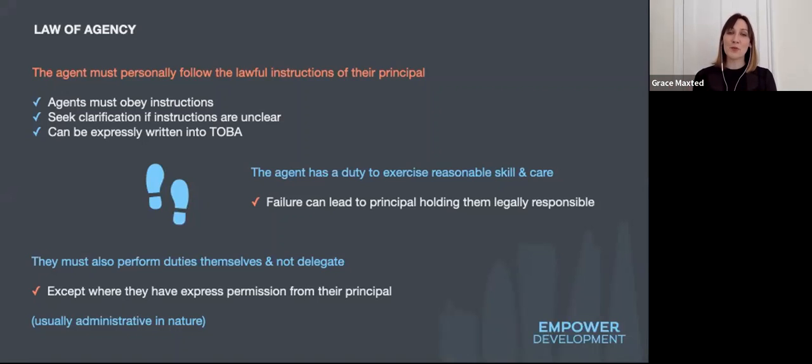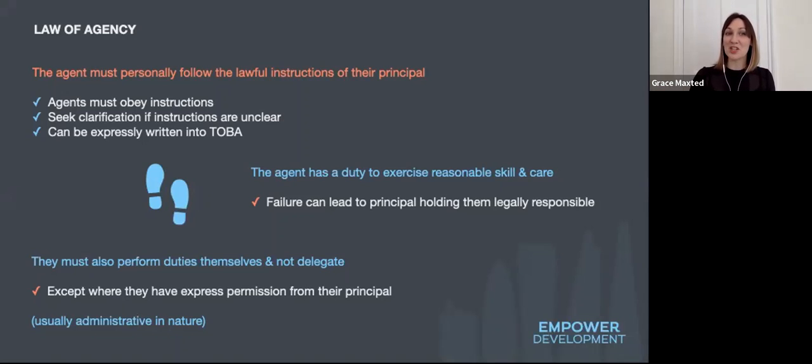They also have to perform the duties themselves. So if I'm hosting this, I can't delegate my duties to Lily on the basis that it's supposed to be personal performance. I have permission from my principal, Empower Development, to actually run this course, and therefore I'm not allowed to delegate it. The only things that I can delegate are administrative in nature, and so again, ultimately Lily helping me out with the technology for today. So all of these things can come into play when we're thinking about the duties.